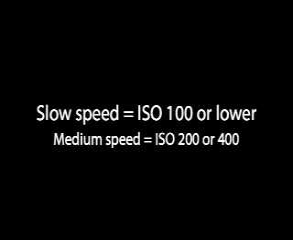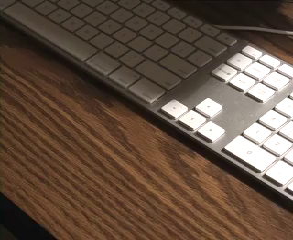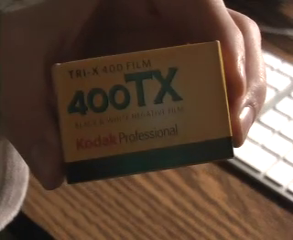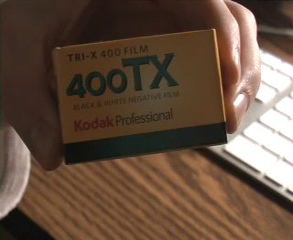Generally, a slow film speed is ISO 100 or lower, whereas a medium film speed is either ISO 200 or ISO 400. And finally, if you're looking for a fast film speed, you would generally go with ISO 800 and higher. Since we deal with a good variety of assignments in class, we generally use a medium speed film, otherwise known as Kodak Professional Tri-X 400 TX.